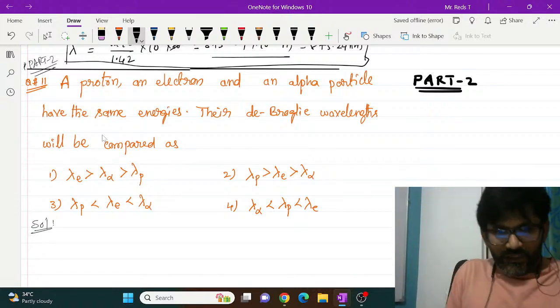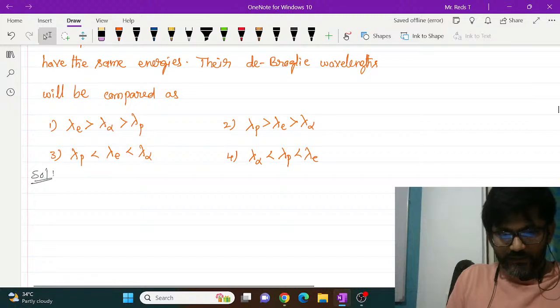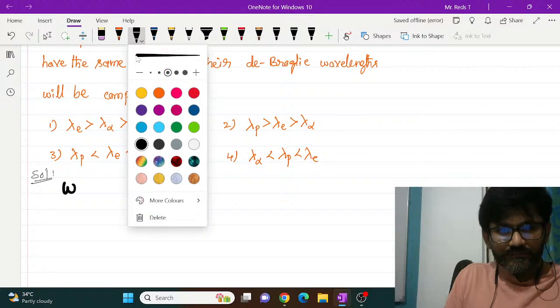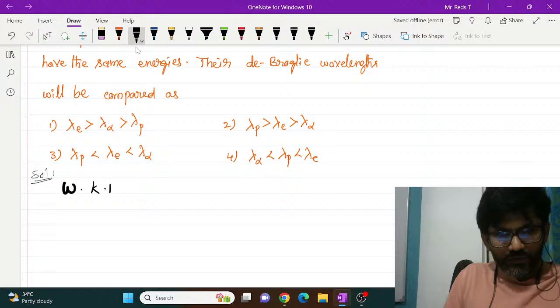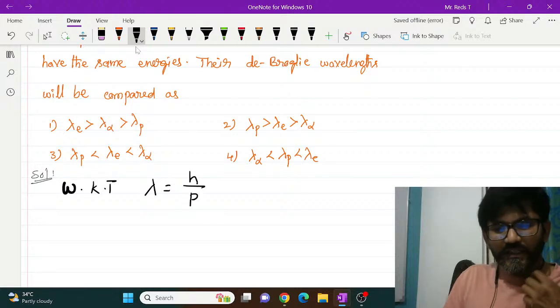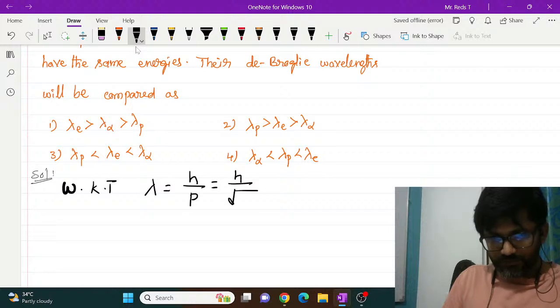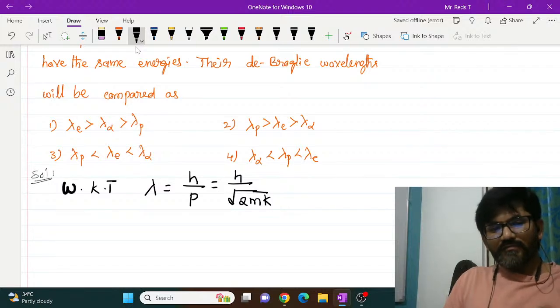Right. So the energies of the three particles are similar. For the three particles, proton, electron and alpha particle, we are asked to compare their de Broglie wavelengths. So we know that de Broglie wavelength lambda is equal to h by p, and in terms of kinetic energy it is given as h by square root of 2mK, where h is Planck's constant, m is the mass of the particle, and K is the kinetic energy of the particle.